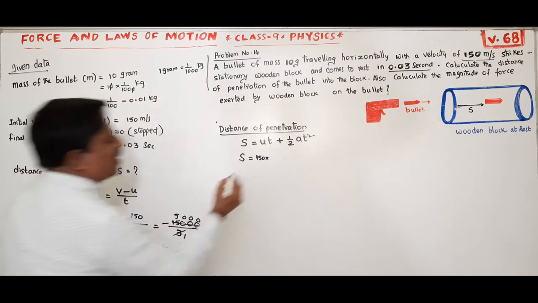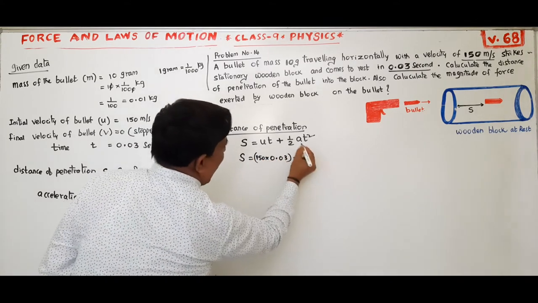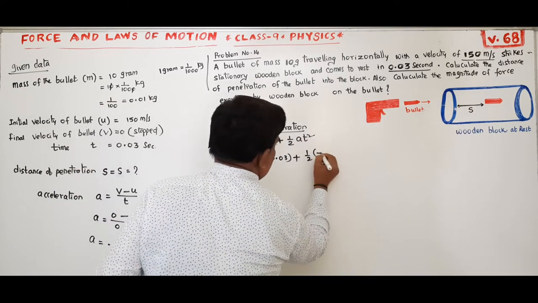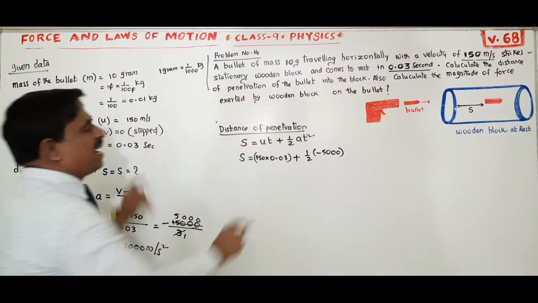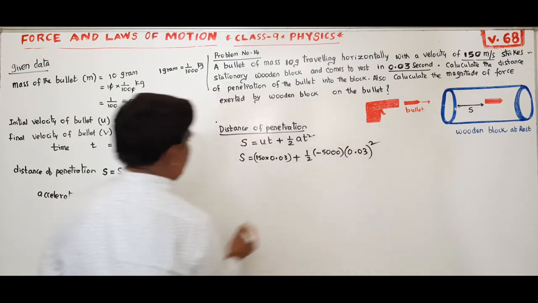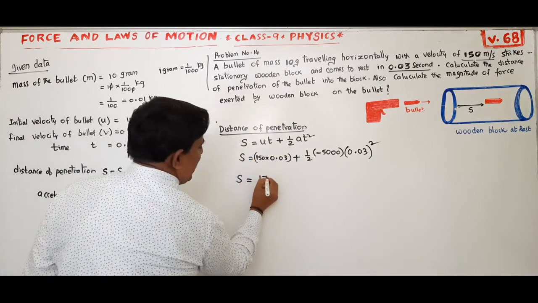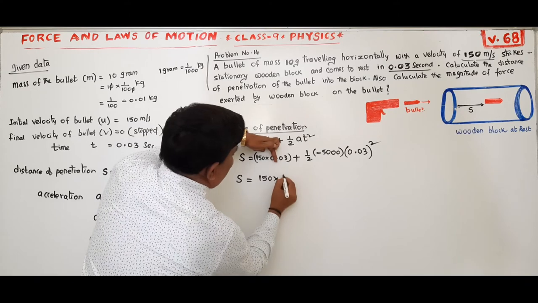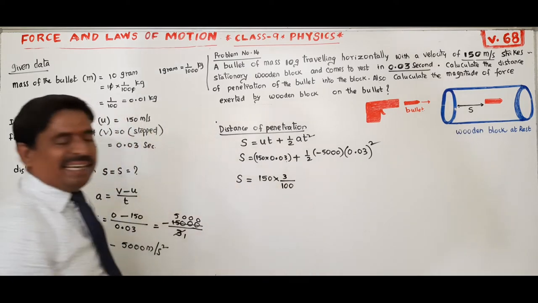Time is 0.03, plus half a. Acceleration means minus 5000. t means time, 0.03 square. s is equal to. Now please listen here. 150. I am eliminating this decimal point. After eliminating the point, 3. After the point, 2 digits are there. I am writing 100 in the denominator.